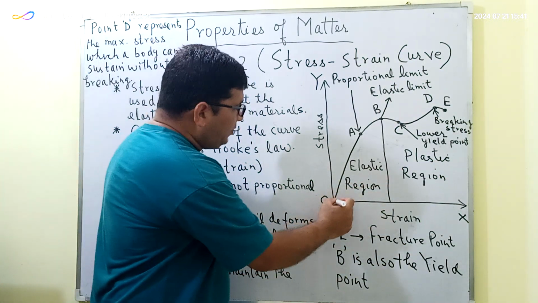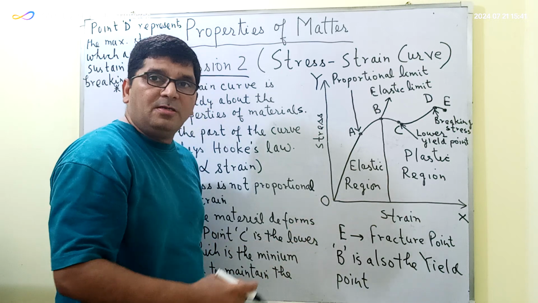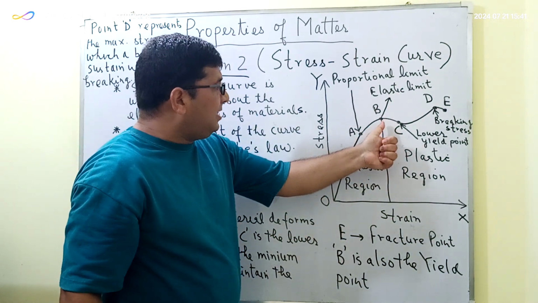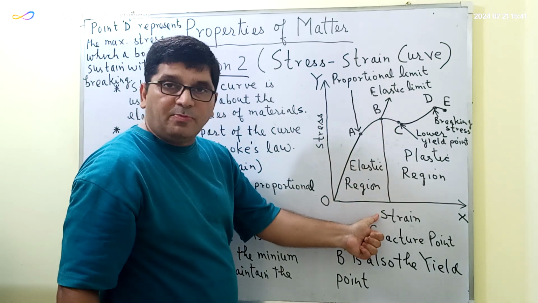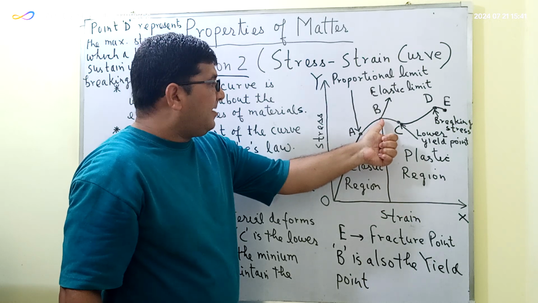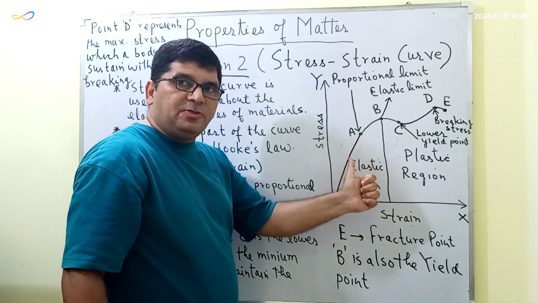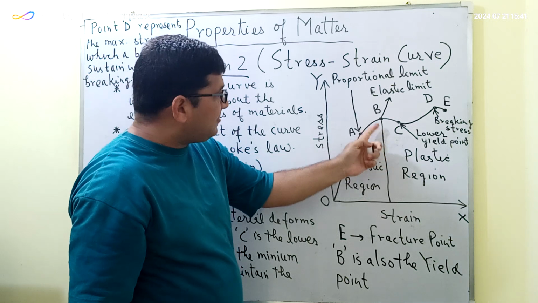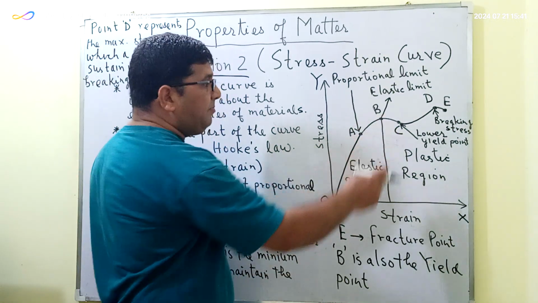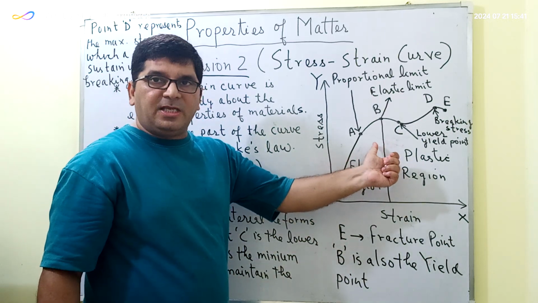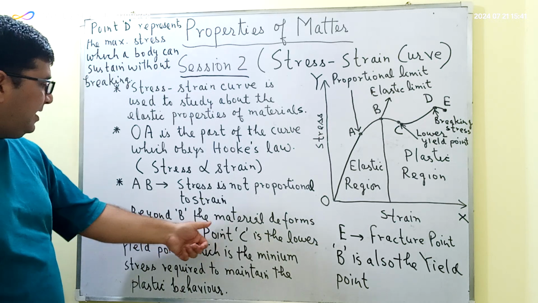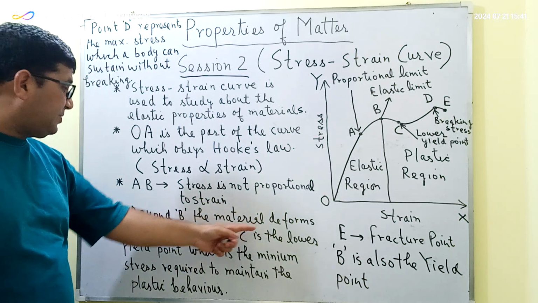So from O to A, the material obeys Hooke's law. From A to B, the stress is not proportional to strain. However, up to the point B, the material will be able to regain its original shape and size if the stress applied on it is removed. And beyond this point B, the material will not be able to regain its original shape and size. Here I have written that the metal deforms plastically.